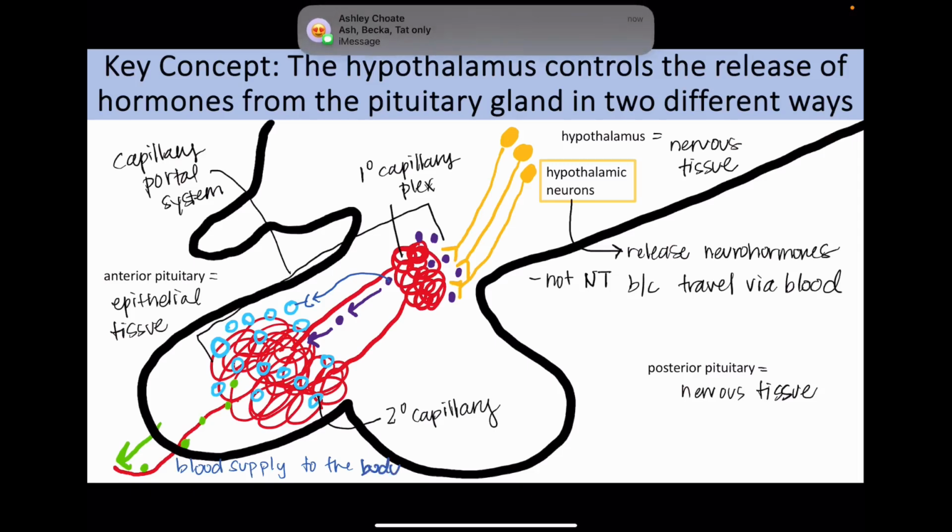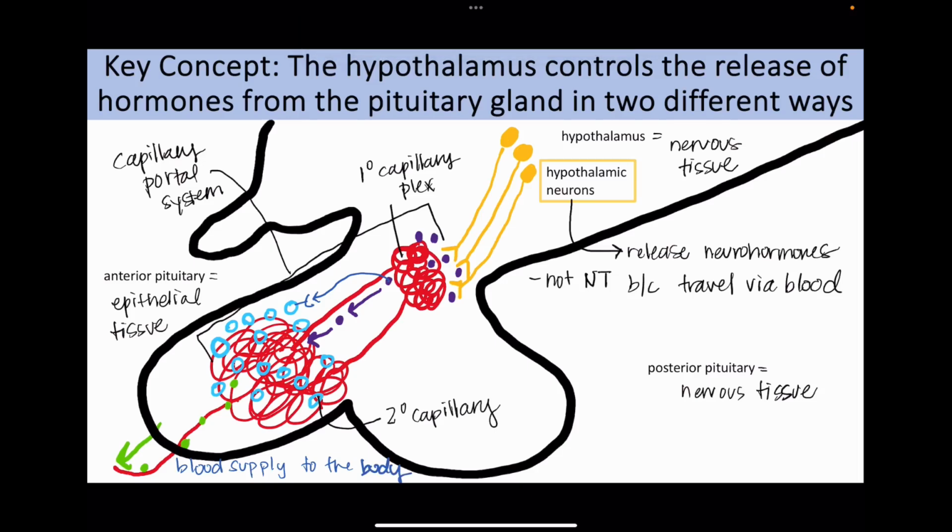Okay, so again, neurohormone gets produced and released. It travels down this portal system to some epithelial cells in the anterior pituitary. Those epithelial cells will have a receptor for that neurohormone. And once that neurohormone binds, a second set of hormones is going to get released to the rest of the body.